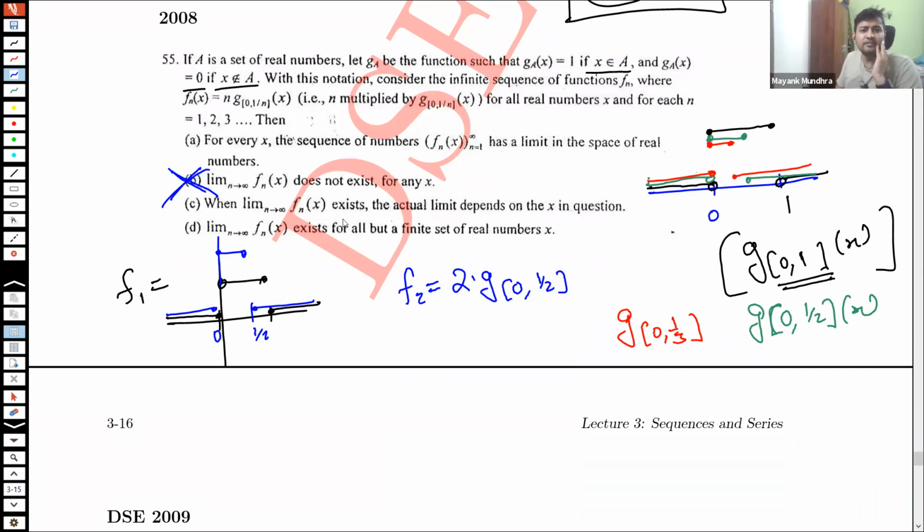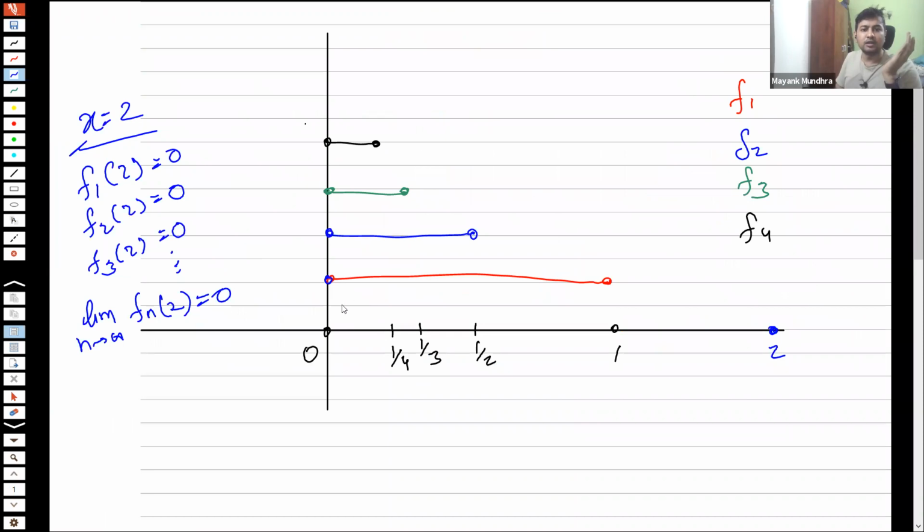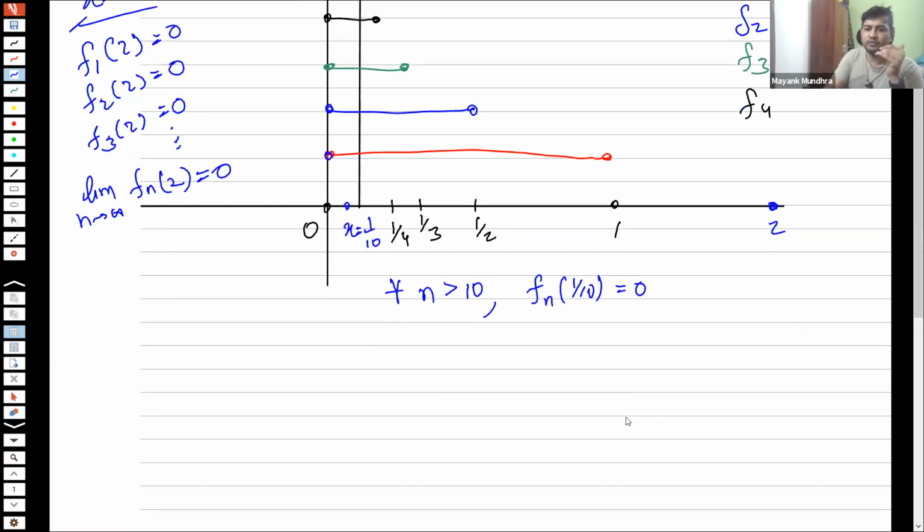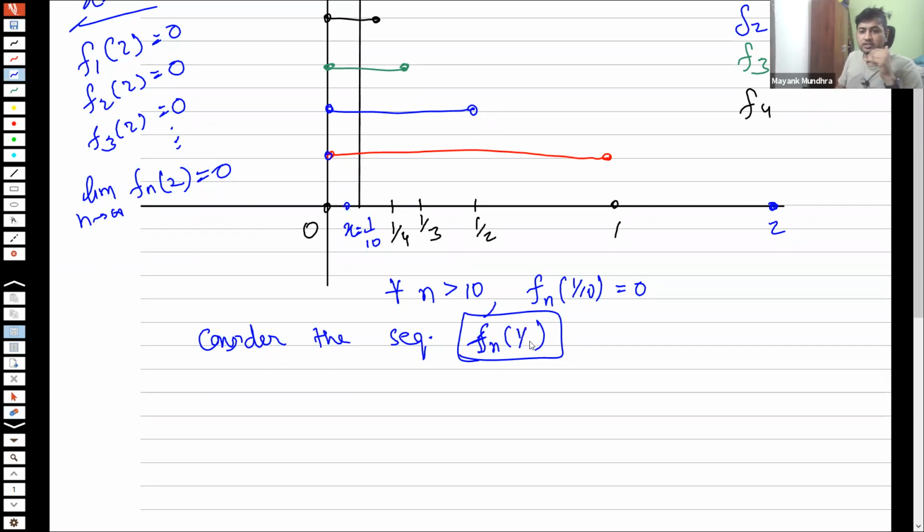Now limit n tending to infinity fn x exists. So when it exists, let us look at different values of x and see what will happen. For any finite value of x, let's say you take x equal to 1 by 10. All functions till f10 will be positive. After f10, no function will report a positive value here. So for all n greater than 10, fn of 1 by 10 is 0. Consider the sequence fn of 1 by 10.